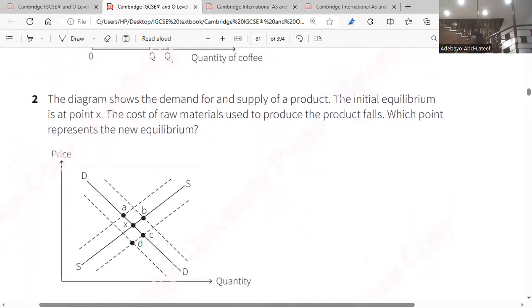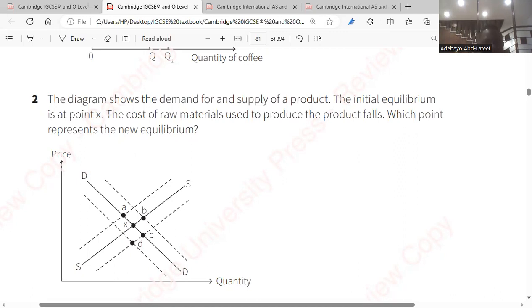Question 2. The diagram shows the demand for and supply of a product. The initial equilibrium is at point X. The cost of raw material used to produce the product falls. Which point represents the new equilibrium? If the cost of raw material falls, supply will increase. Supply will increase from S to S1. At the same time, the price will fall towards what?